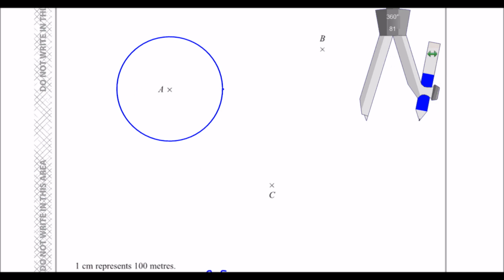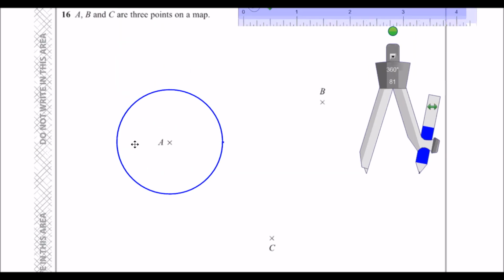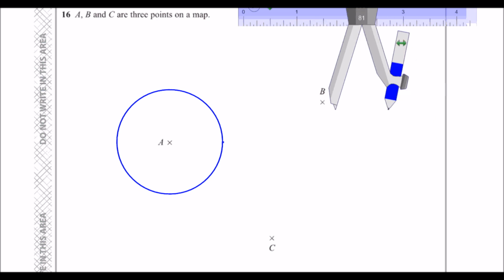Okay, so that's this bit done. Point T is equidistant from B and C. So we're looking for the same distance away from B and C. So we're going to use the compass again.